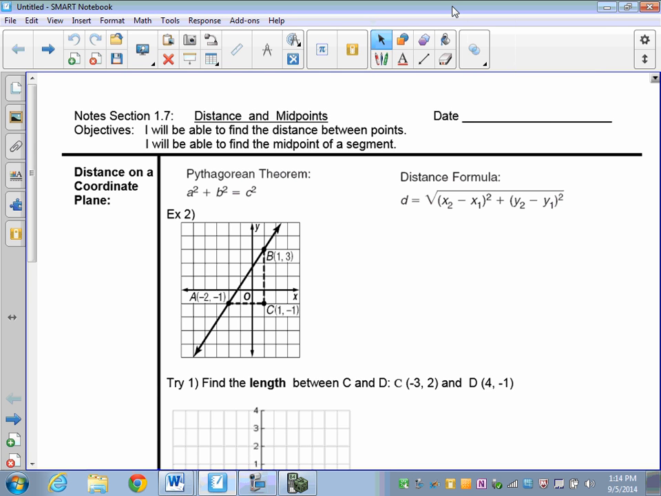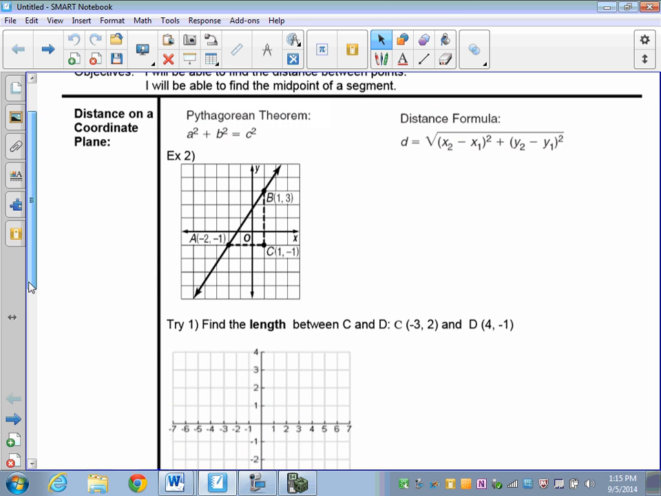Going to be the notes for section 1.7, distance and midpoints. The objectives are I will be able to find the distance between points, and I will be able to find the midpoint of a segment. So let's get started with the distance on a coordinate plane.